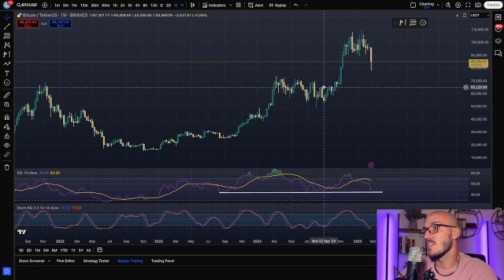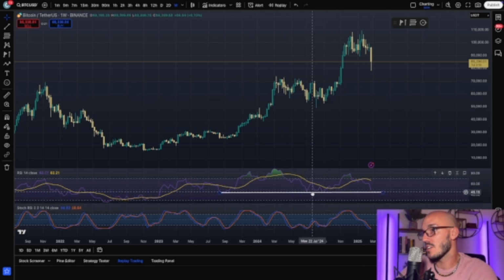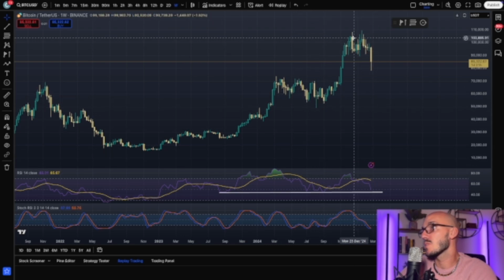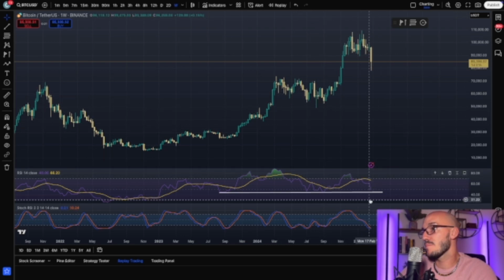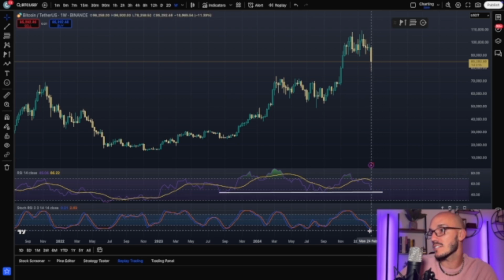And then it got another pullback over here. You see how the RSI found support right there? Got another pullback. Look at where we're at right now. We're getting a massive pullback. We're in a bull run. This is a clear bull run. And the RSI is coming close to that support again. So I would watch that. I would watch the RSI coming to that support. That would be a nice area to look for longs.